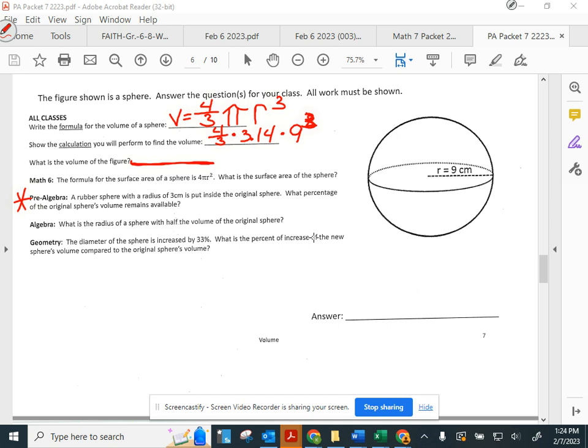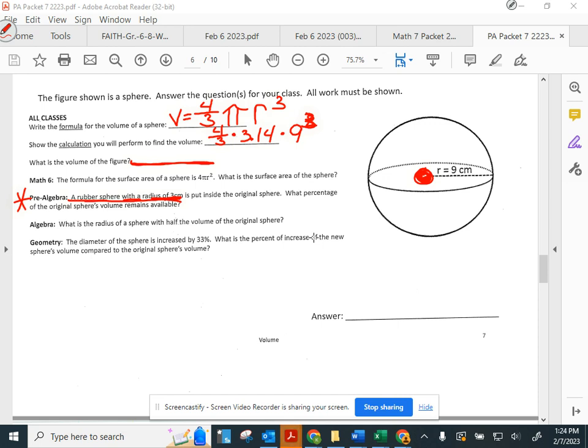So you need to find the volume of the rubber sphere and figure out how much of your original sphere remains available. When you find the volume of that rubber sphere, it's going to be like this big inside. How much of that sphere is still available, still open?